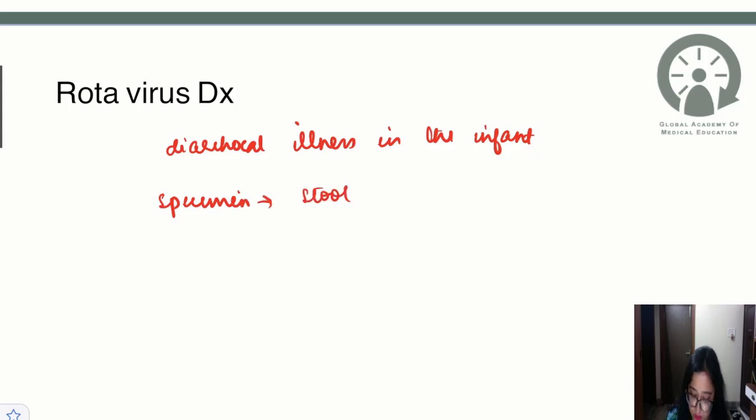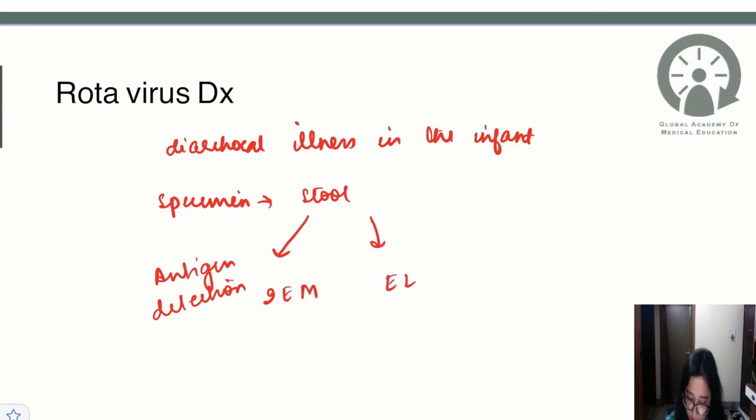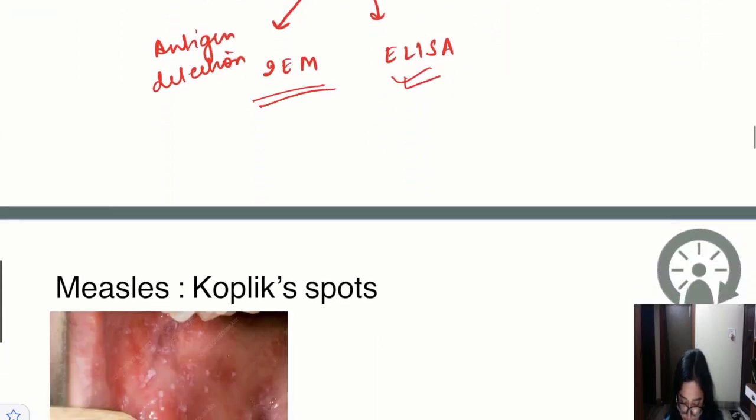So stool specimen we can process by 2 methods. Both detect the antigen, but in antigen detection we can perform immune electron microscopy, or we can perform ELISA. As far as I've heard about the question, they had not provided the option of immunoelectron microscopy. So the next most likely modality of diagnosis will be antigen detection in the stool by ELISA. So this is the answer.